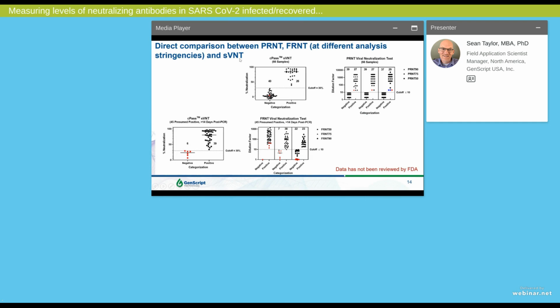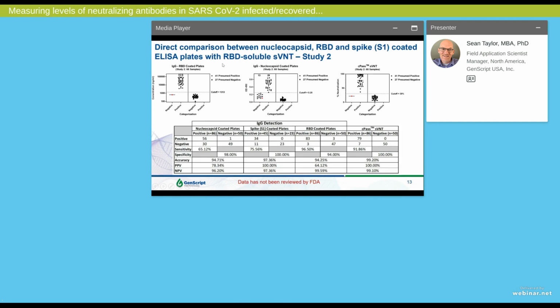Now, we also compared, so basically what these results justify is the use of Cpass just in delineating between positive and negative samples versus other commercially available serology tests that are out there that just use IgG or IgM. The Cpass test clearly gives superior, more accurate results than those other tests.